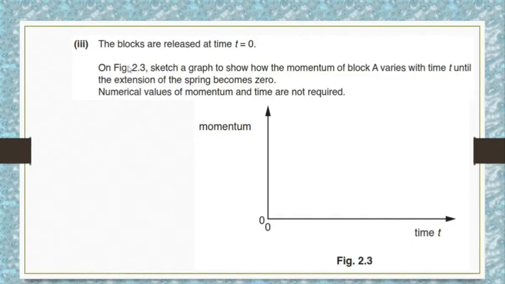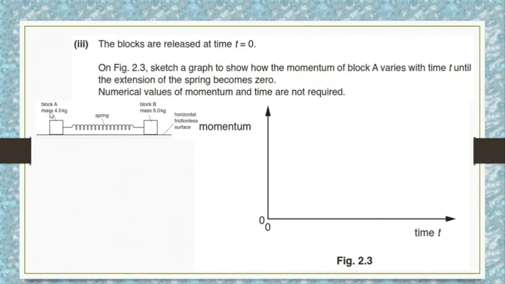The next question: the blocks are released at time t equals 0. On figure 2.3, sketch a graph to show how the momentum of block A varies with time until the extension of the spring becomes 0. Numerical values of momentum and time are not required, so we can see here that initially they are at rest. So we will start the graph from 0.